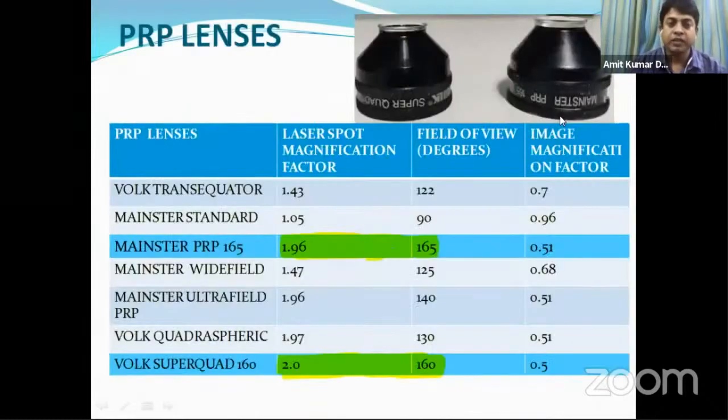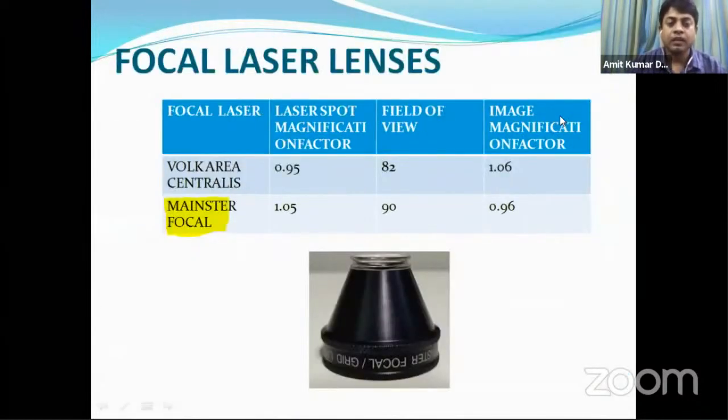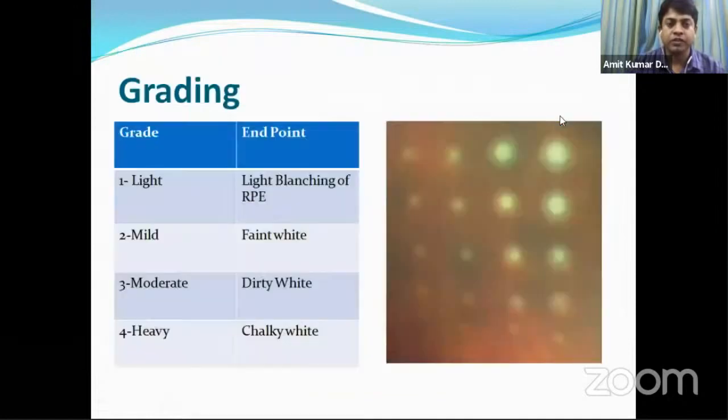Coming to the lenses which are used for PRP, we have a wide variety of lenses, but the two lenses which give a good balance between the magnification of the image and also field of view will be the Mainstar PRP 165 and the Volk SuperQuad 160. So these two lenses are the ideal lenses to start PRP. Coming to focal laser or grid laser lenses, we have two lenses. In this, the Mainstar focal is the one which is being commonly used.